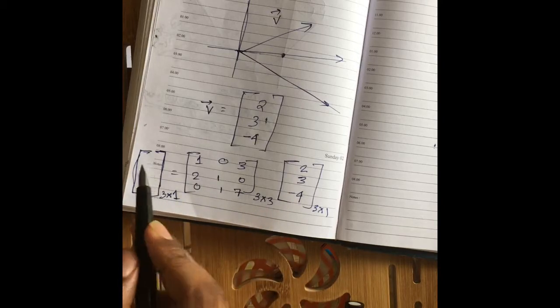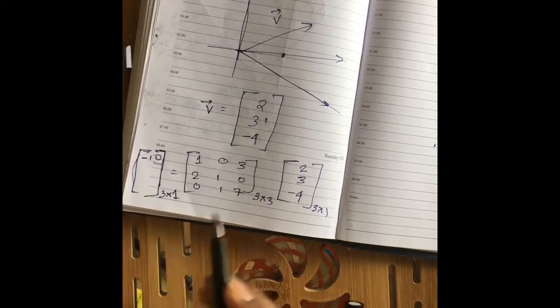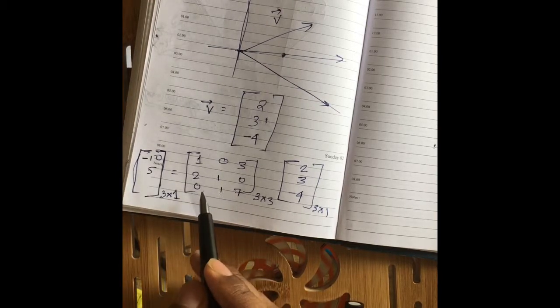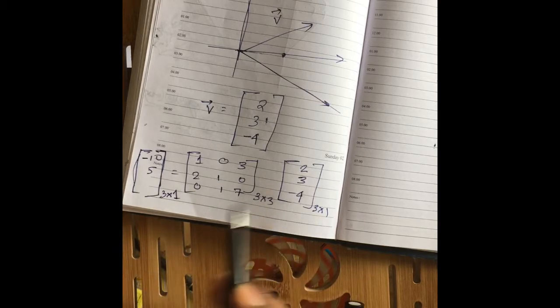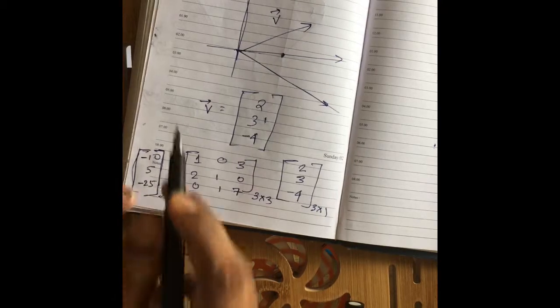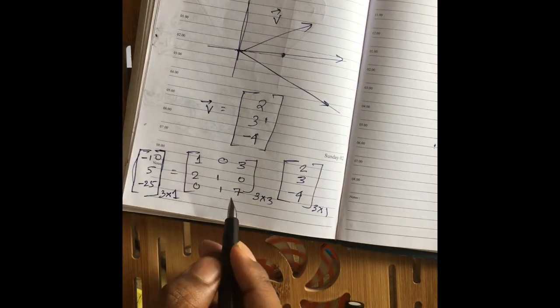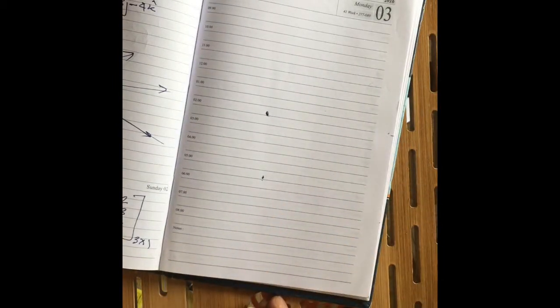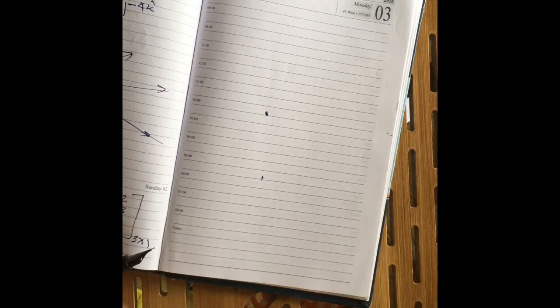2 minus 12, that is minus 10. 4 plus 3 is 5, and 3 minus 28 is minus 25. So this is the vector we obtain after multiplication with this matrix. The interesting thing is this matrix can be seen as a transformation of this vector into another vector, right?